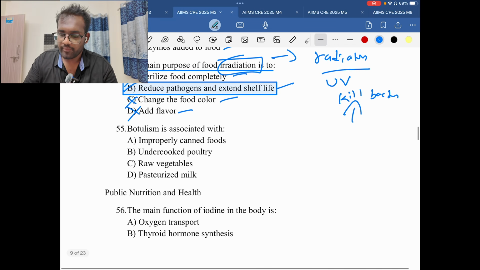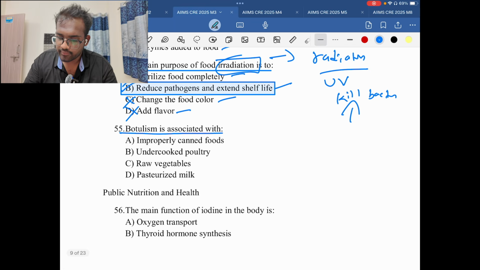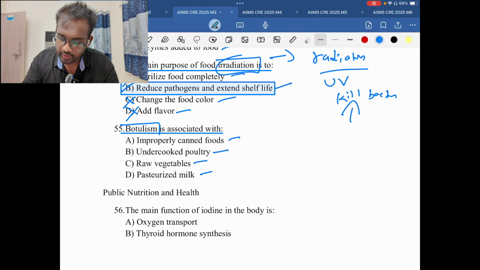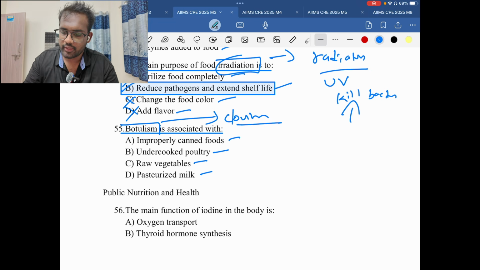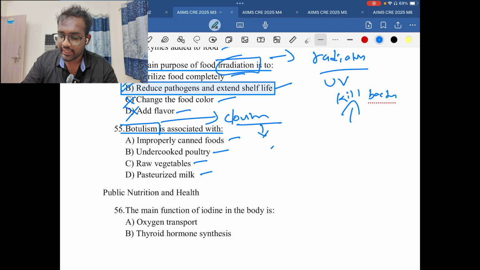Question number 55. Botulism is associated with improperly canned foods, undercooked poultry, raw vegetables, pasteurized milk. So always remember, botulism is caused by Clostridium botulinum. Okay, Clostridium botulinum is a bacteria which produces botulism toxins, and this majorly grows in canned food, in anaerobic conditions.